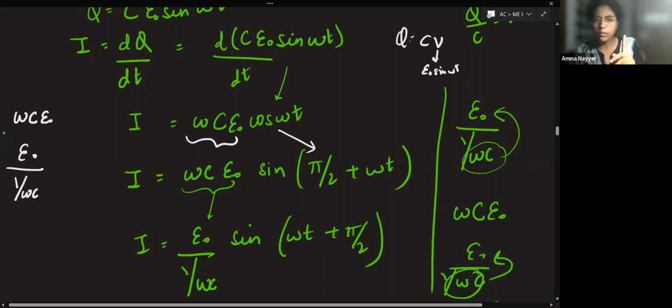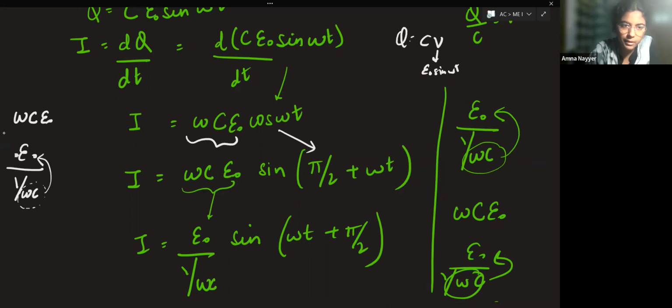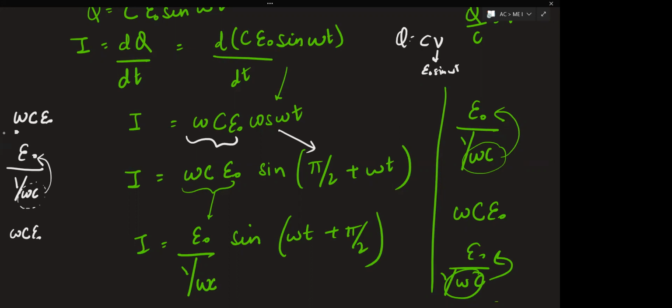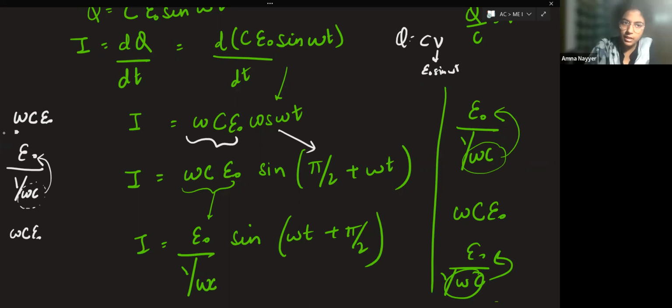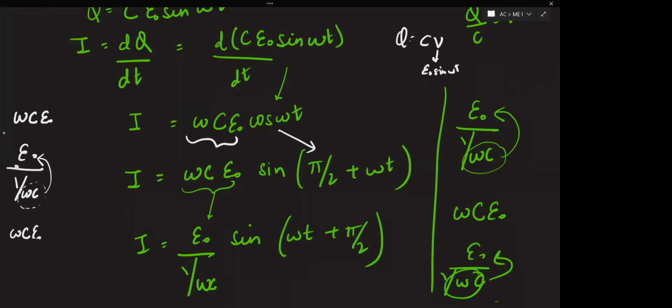there won't be any difference in these two. If I write it like this, then I'll bring it up in the numerator. Again, it will become omega C E naught. So I'm getting this equation back. Do you agree with the fact that this can be written as this? Yes, ma'am. Agreed? So see, that's what I've written.